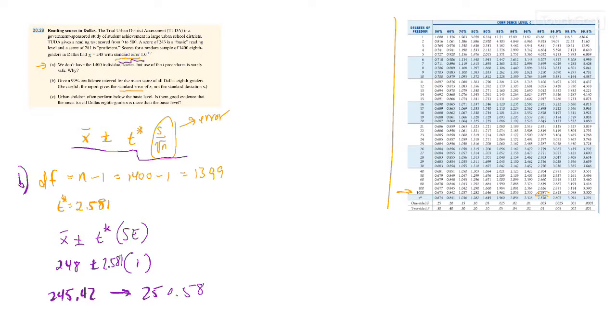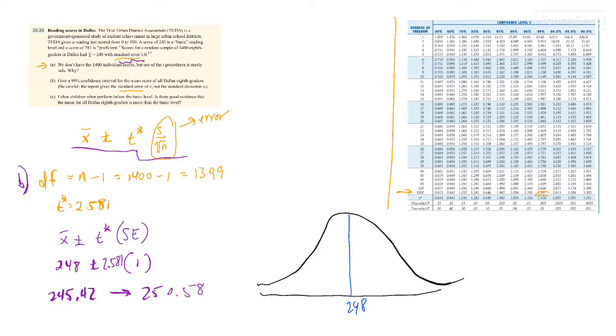If we were to draw this on a graph, let me just make a little normal curve here. This 248 would be our mean. And then our confidence interval would be 245, and then the 250, we'll just round up to 251 here. So this is our 99% confidence interval here.